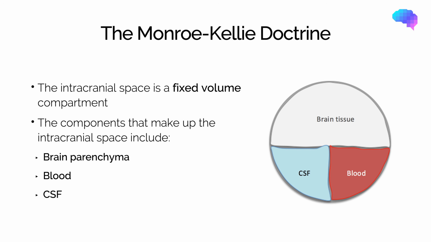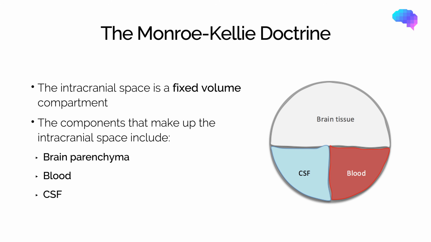So when we're talking about ventricular effacement, midline shift and other pressure related concepts, we have to remember the Monro-Kelly doctrine that underpins all of these. So essentially the Monro-Kelly doctrine states that because the skull is fixed and inflexible, it means that the intracranial compartment is a fixed volume compartment. This is made up of brain tissue, CSF and blood. So if we have an increase or a decrease in one of these components, there needs to be compensation from another component. Otherwise there'll be an increase or decrease in pressure.